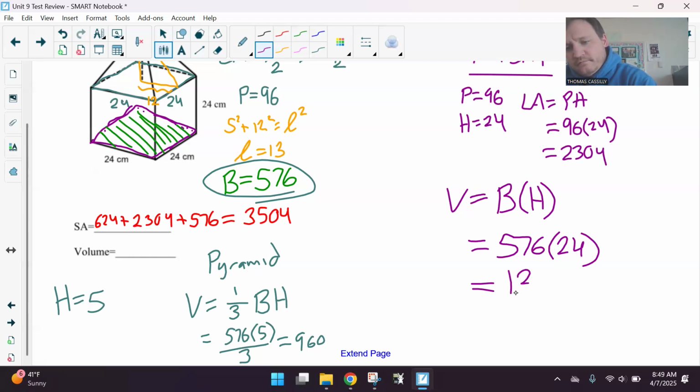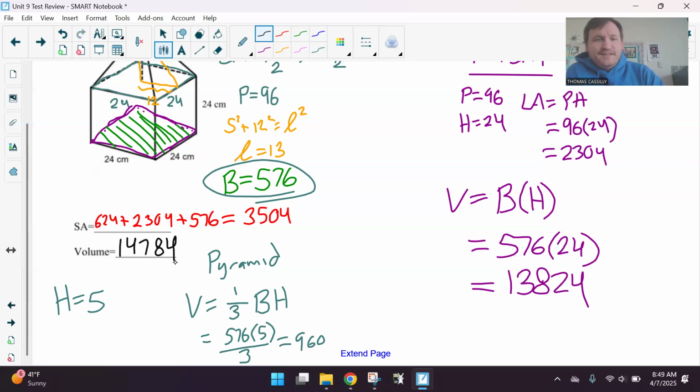13,824. All right, so the volume, add those two numbers together. We're going to have 14,784. All right, so remember the difference between the surface area and the volume.